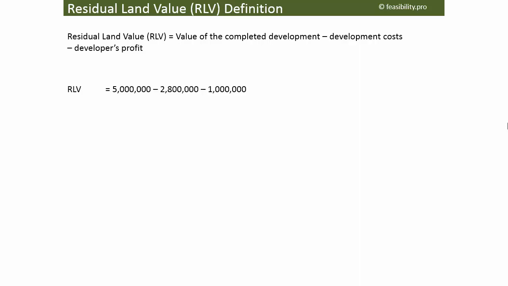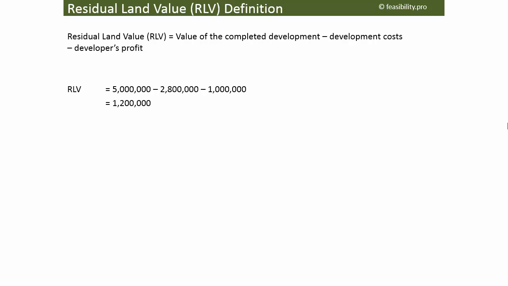less development cost less developer's profit. Suppose there is a land and the developer wants to develop a residential building, and he expects that these apartments will be sold for 5 million, and the total development cost is 2.8 million, and he wants to make 20% profit on the total completed development value, which is 5 million. So 1 million is 20% of 5 million. So this is the residual land value. Residual land value in this case will be 1.2 million.